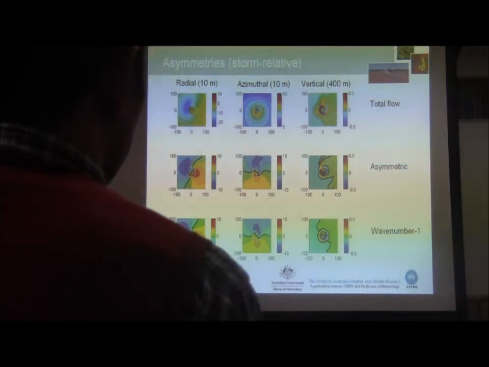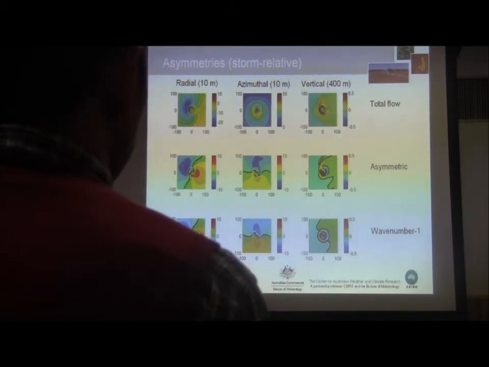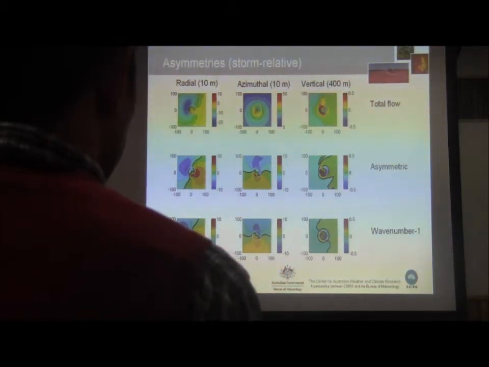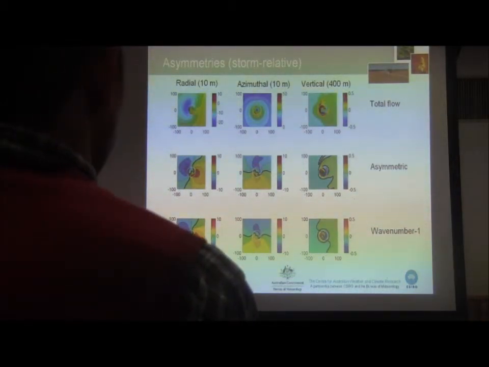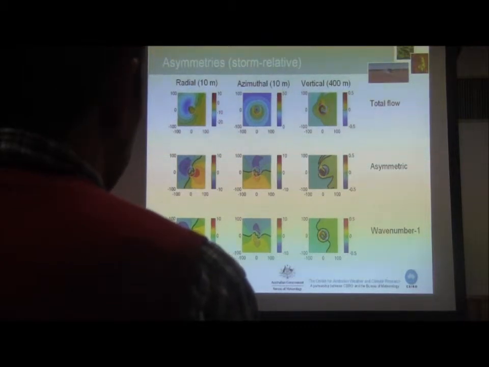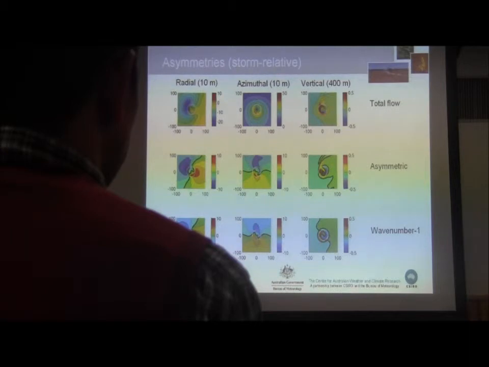So in the studies which have looked at large numbers of storms, they've tended to find that the environmental wind shear is a better predictor of convective asymmetry than the storm motion. But nevertheless, there are some cases where storm motion comes out to have an effect.